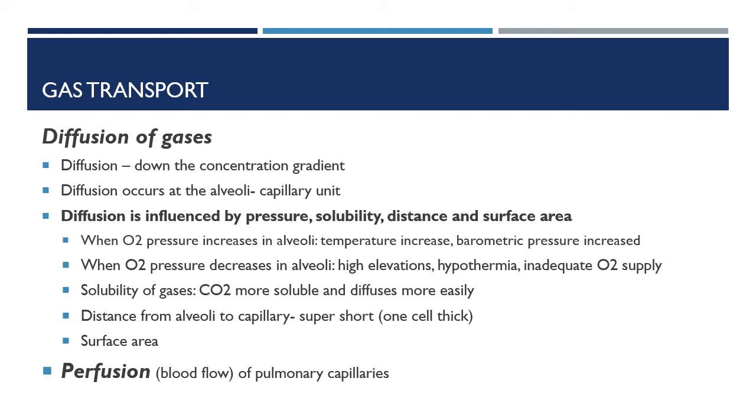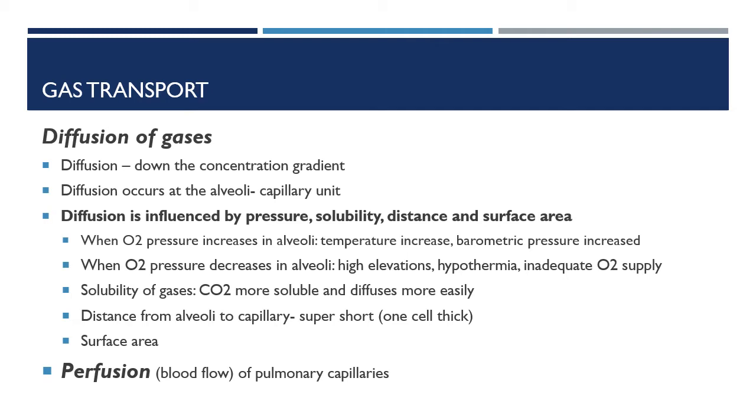Let's look at the third and fourth one. So solubility of gases. So as I mentioned before, CO2 can cross that membrane into the alveoli much more easily and more quickly than oxygen goes into the bloodstream. Okay, and that's why just by breathing faster we can blow off more CO2 and reduce CO2 in the bloodstream.